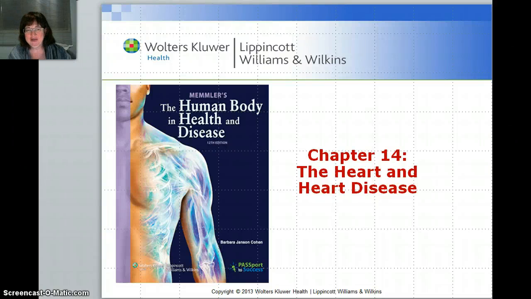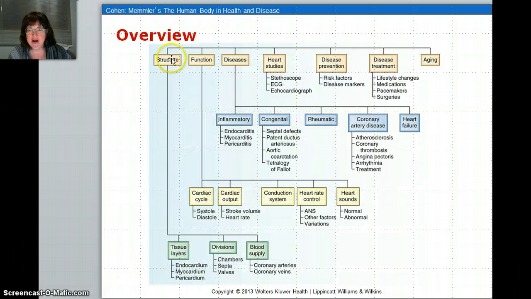Hello and welcome to Chapter 14, the heart and heart disease. When we look at the heart, we are going to first look at the structure of the heart, the layers, the chambers, and the blood supply, and also the valves. Very important. It's very important you know all these in great detail.